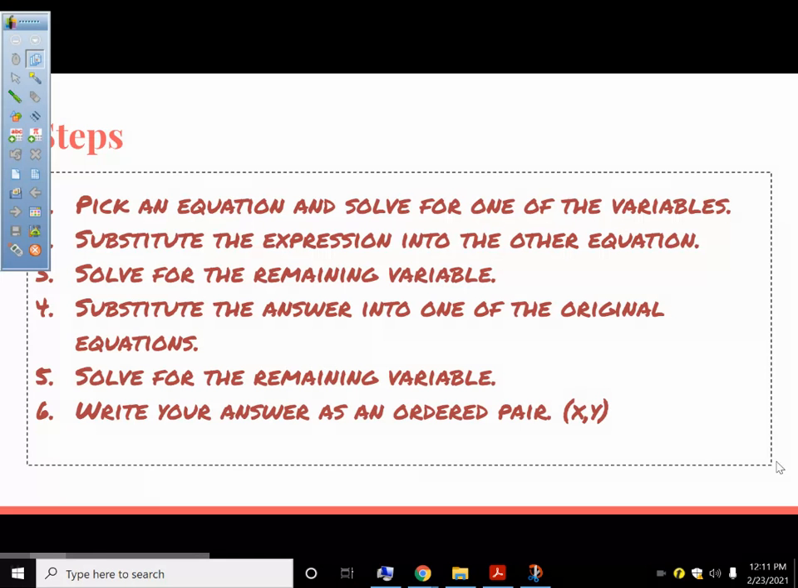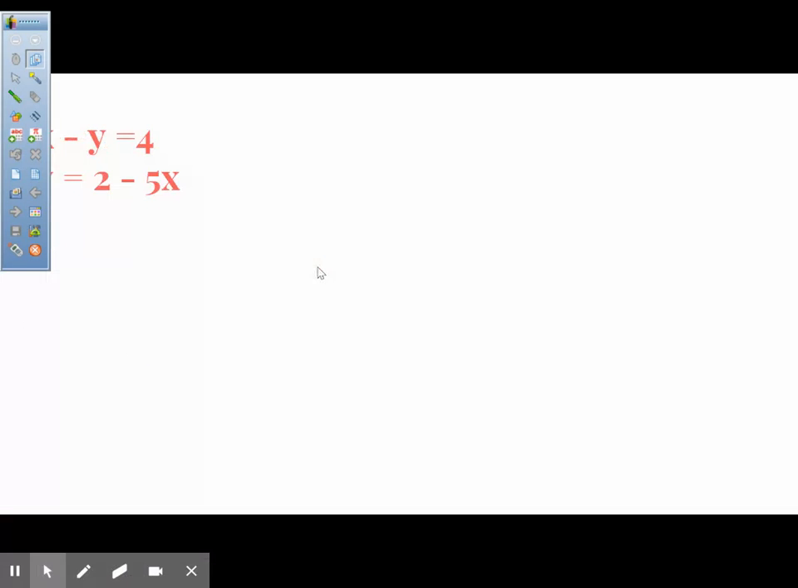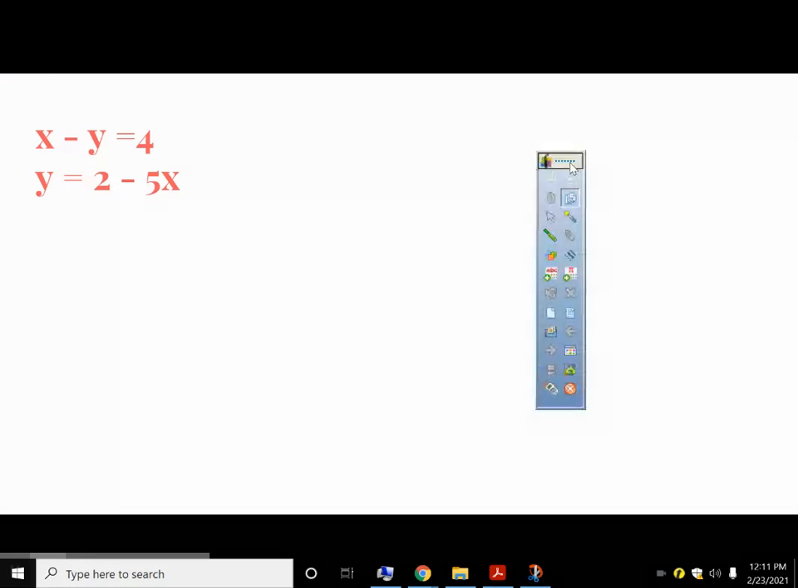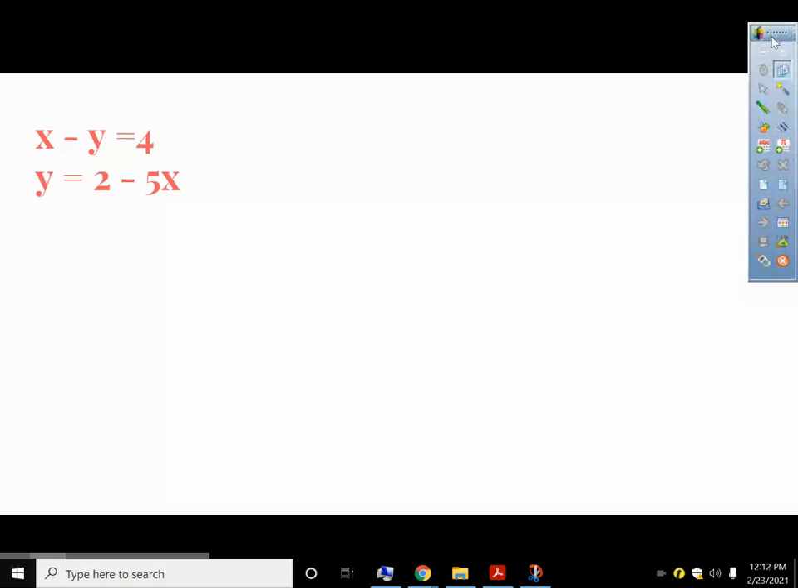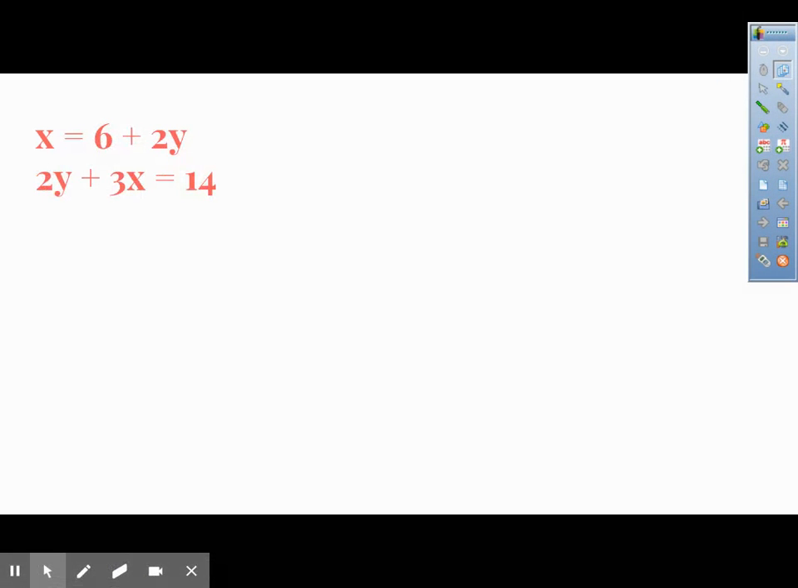I would hate for you to go through and do all that work and then get it kind of wrong because you did not write your answer as an ordered pair. All right, and then we did this example together, or I showed you this example. And now we're going to do another example. I'll give you a second to write this system down. X equals 6 plus 2y, and 2y plus 3x equals 14.